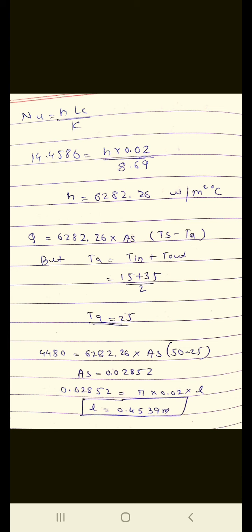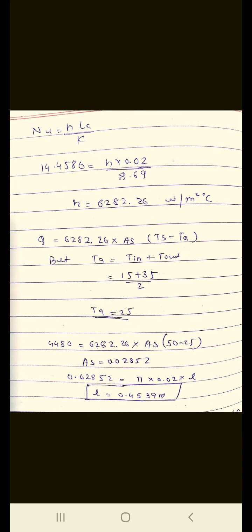Q is the heat transfer, and Q is equal to hA delta T. We have calculated h as 6282.26, with surface area As into Ts minus Ta. Both temperatures are known to us. Put the values, and the only unknown here is As, the surface area. So As is equal to 0.02852.